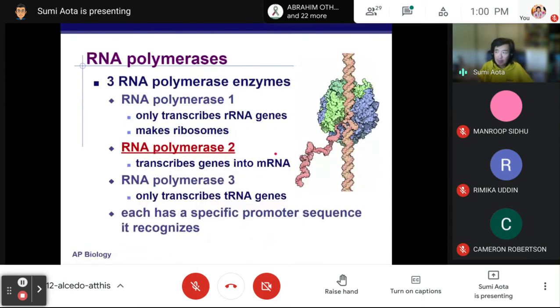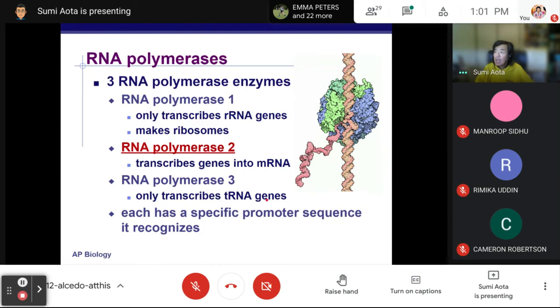All right, the RNA polymerases. There are 3 RNA polymerases. RNA poly 1 makes rRNA. We'll talk about what those are later. So it's involved in ribosome production. RNA poly 2, which is the one we were just talking about, transcribes DNA genes into messenger RNA. And then RNA poly 3 makes something called tRNA genes.